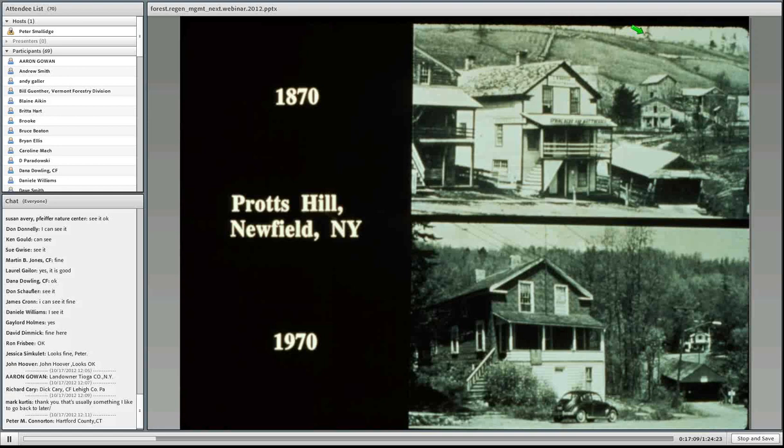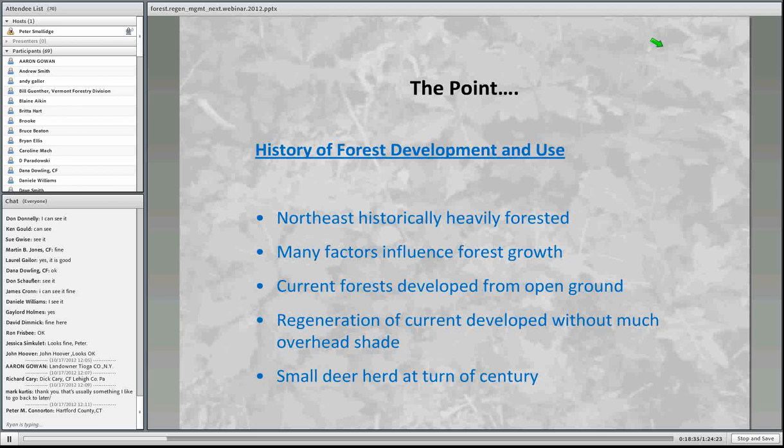So the point of all this section is that the Northeast is historically very heavily forested, and development of those forests. The current forests that we see that occupy our land are current forests developed on those abandoned agricultural grounds. Because of that, the regeneration of the current forest developed without much overhead shade and essentially in the absence of a deer herd. So I'll be contrasting those last two items in just a moment, trying to make the case that those, in particular, those two things have changed.